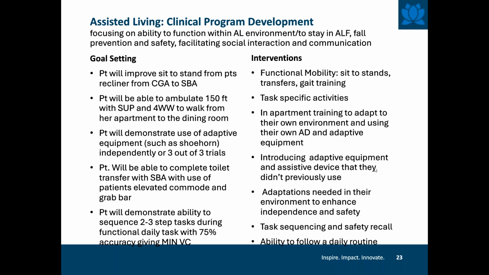So interventions for assisted living would include functional mobility. So things like sit to stands, transfers, and gait training. And this is in order to improve their function within their AL apartment and environment. Which kind of goes into the next one, which is the task-specific activities. This is so important for assisted living.